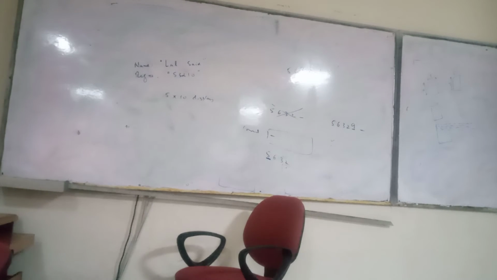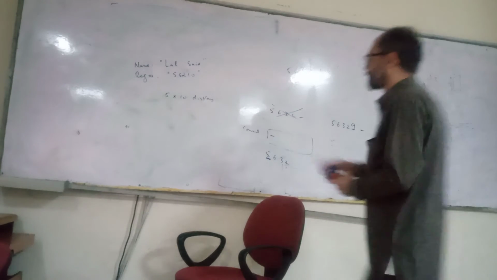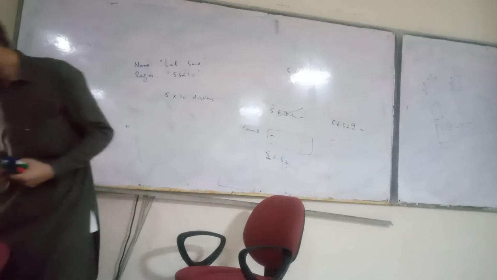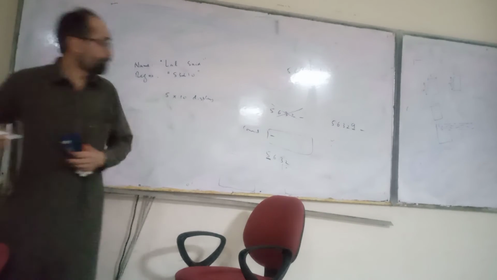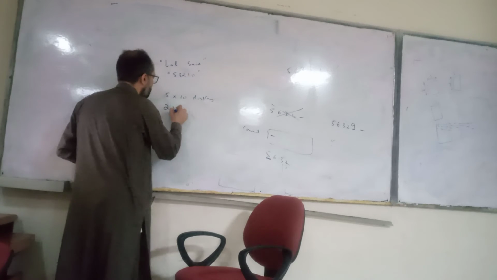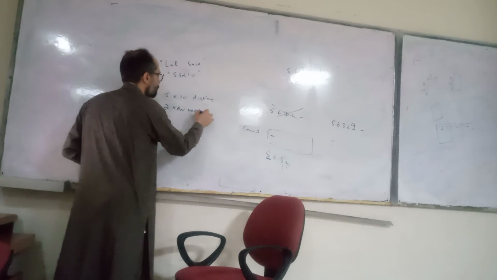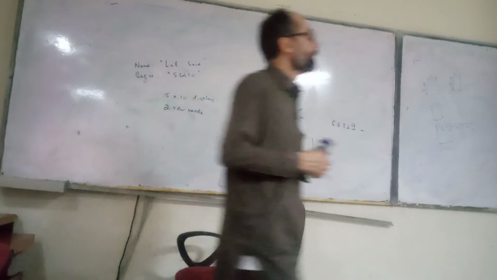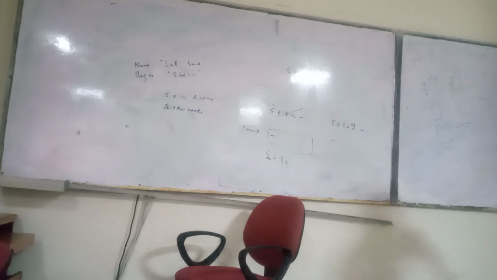Now we want to configure it in the 5 cross 10 dot display, and move it into 2 row mode. There are 2 modes: a single row mode and a 2 row mode. Which signal do we need to control? N. What should be the value of N? 1. If it's 1, it will be configured in 2 row mode. When it's 0, it will be configured in 1 row mode.